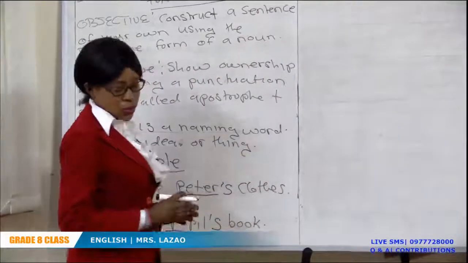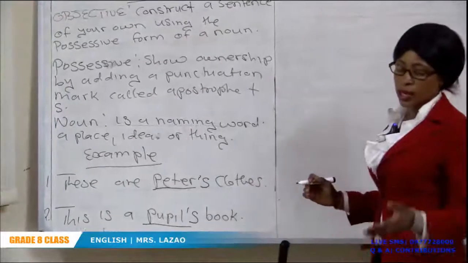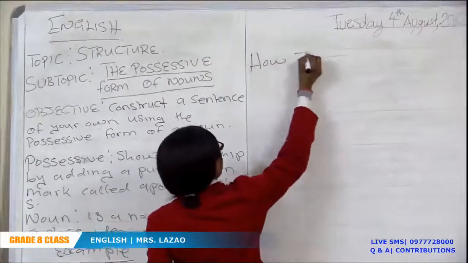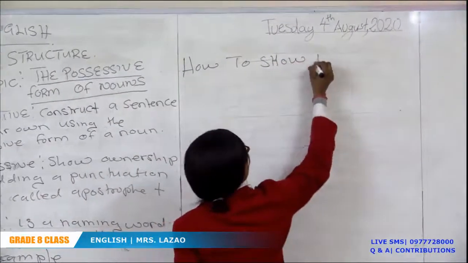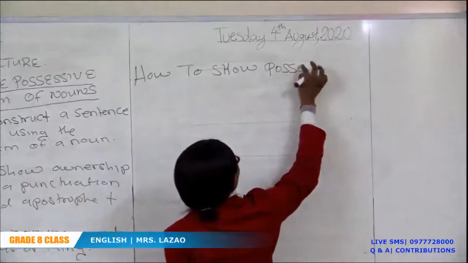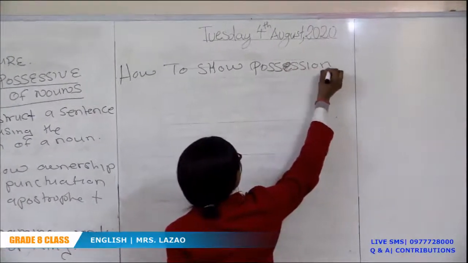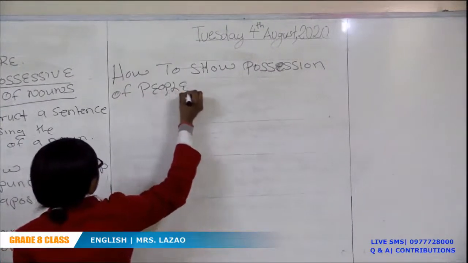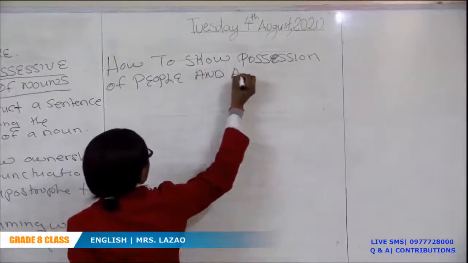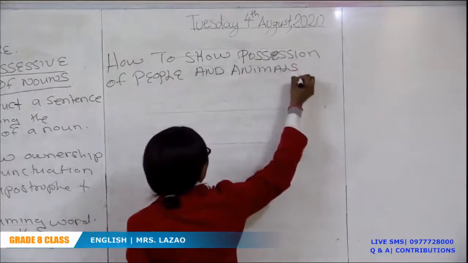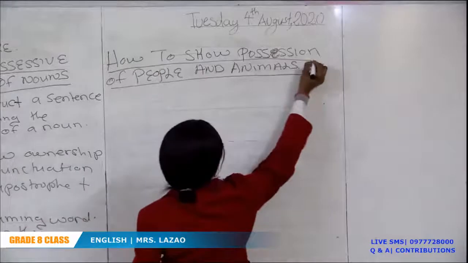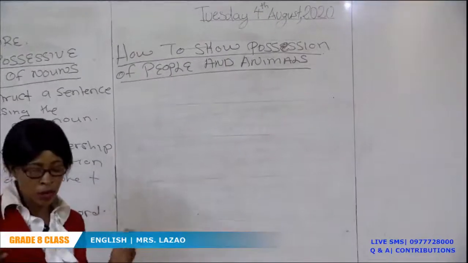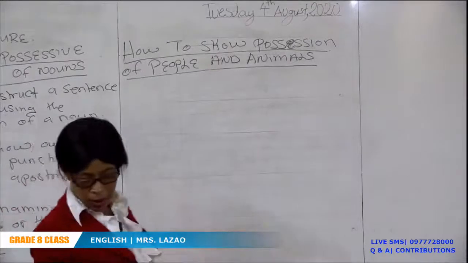Let's look at other examples. Let's look at other examples of how to show possession of animals and people. Okay, let's look at the examples.